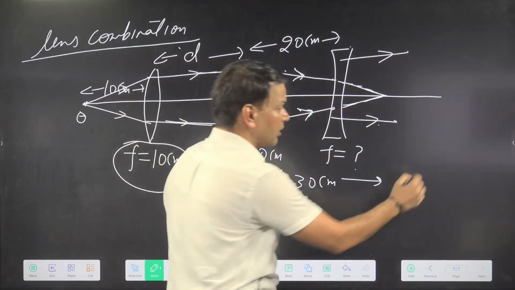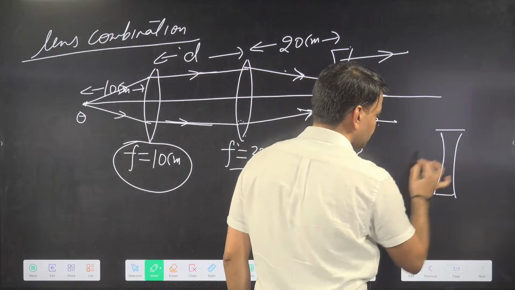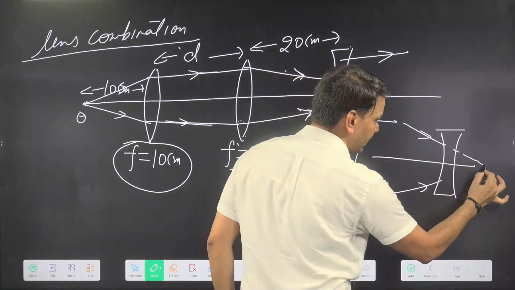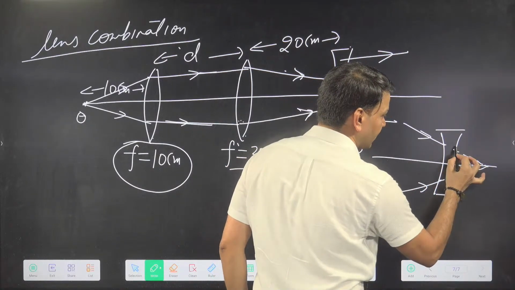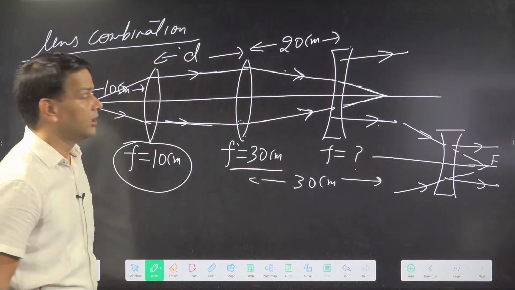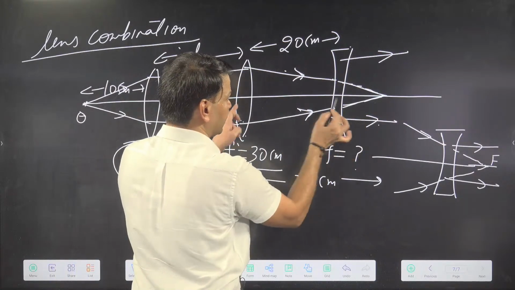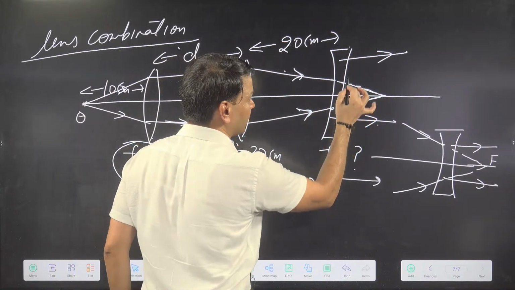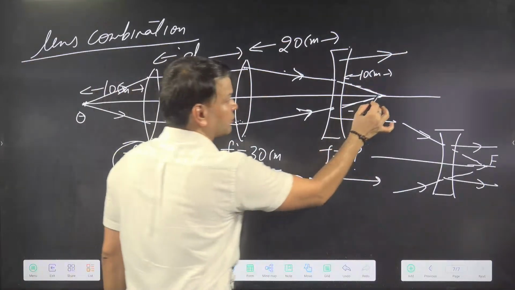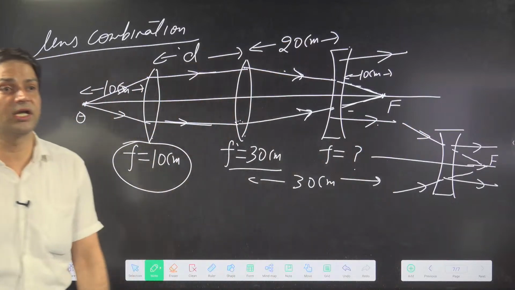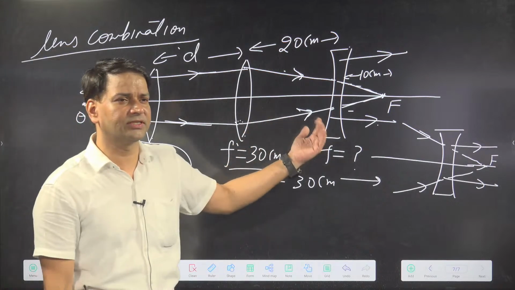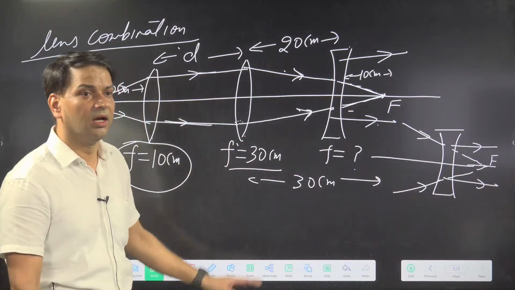I repeat again, how do we define the focus of a concave lens? A converging beam of light appears to converge at a point, and then after refraction it becomes parallel to the principal axis. That is called the focus. Here the total distance is 30, and this distance is 20. So this distance you will get is 10 centimeter, and the light ray is becoming parallel to the principal axis. It means that has to be the focus. So the focal length of the concave lens is f equal to 10 centimeter. For a concave lens we say the focal length is negative, that's why we say minus 10.